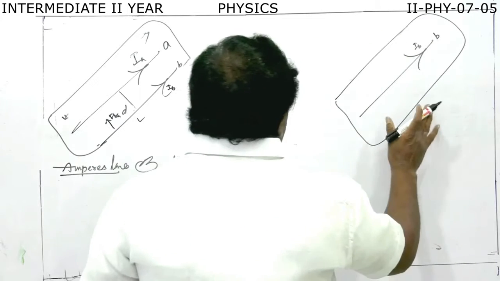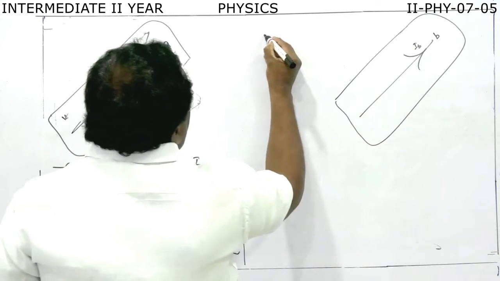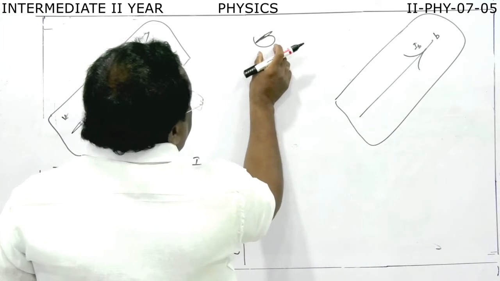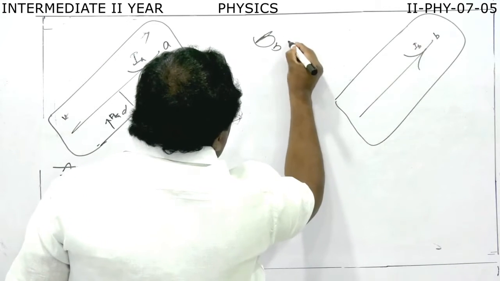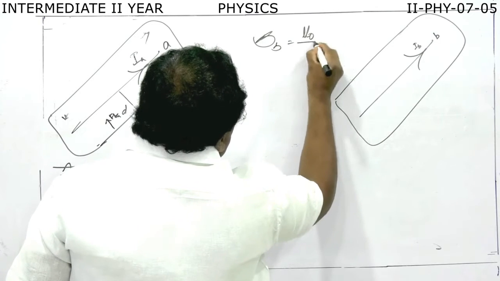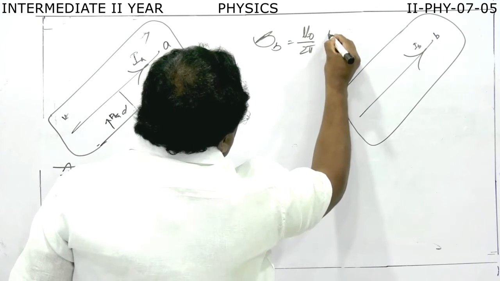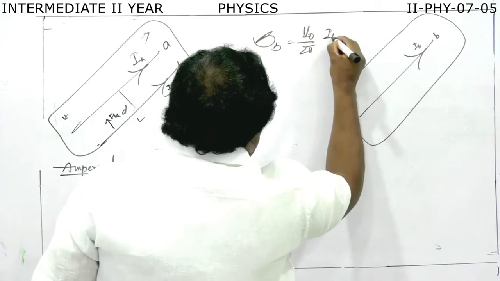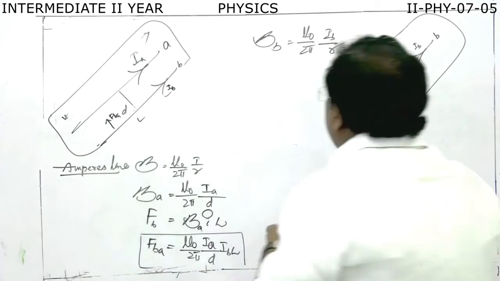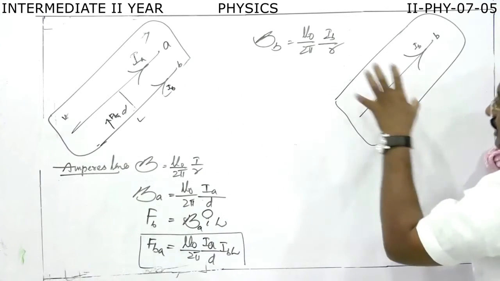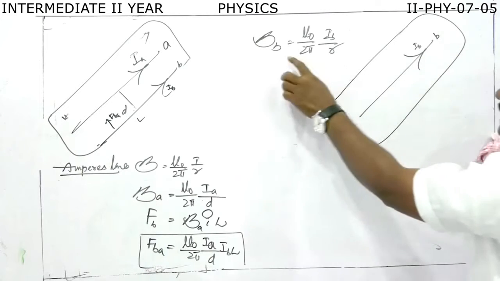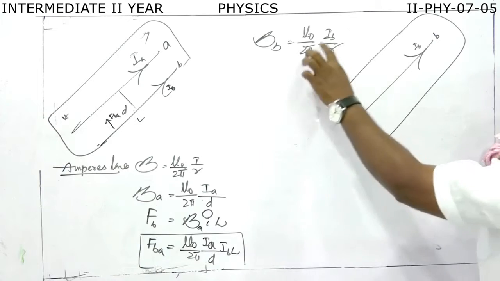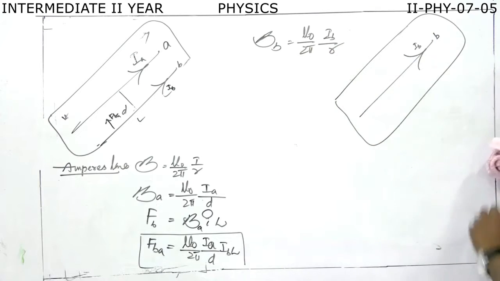So how can we write this magnetic field according to Ampere's law? This is the magnetic field due to the conductor B: mu naught by 2 pi, IB by R. Here the existing magnetic field is the magnetic field produced by the conductor B. So mu naught by 2 pi IB by R.